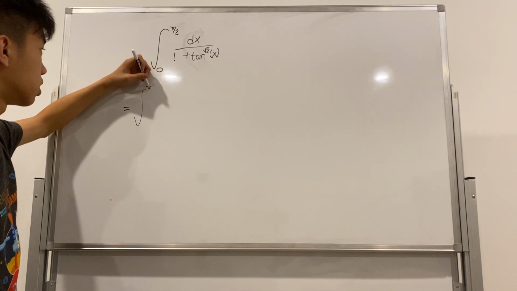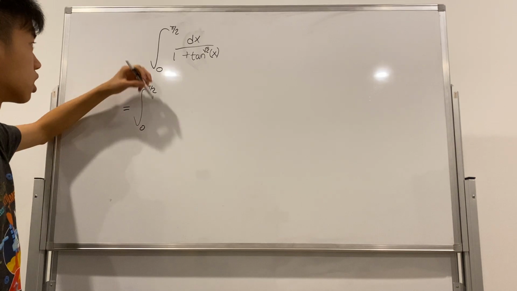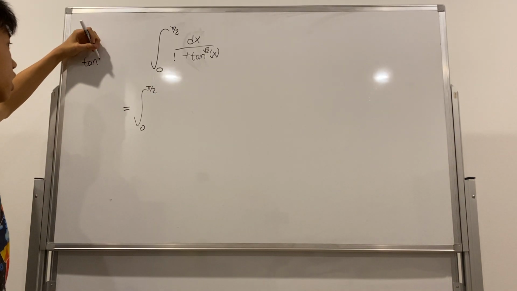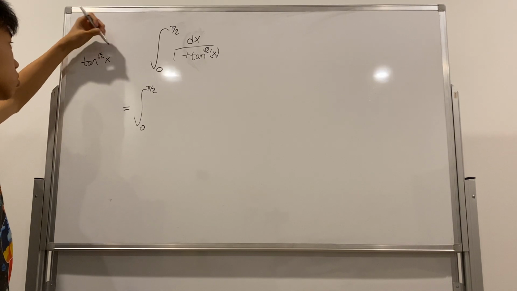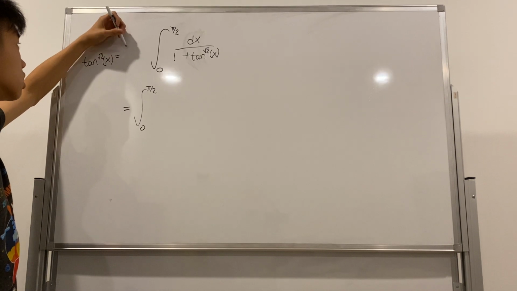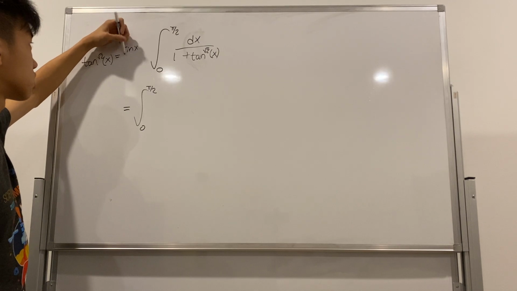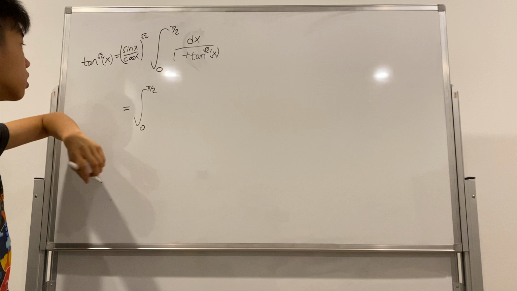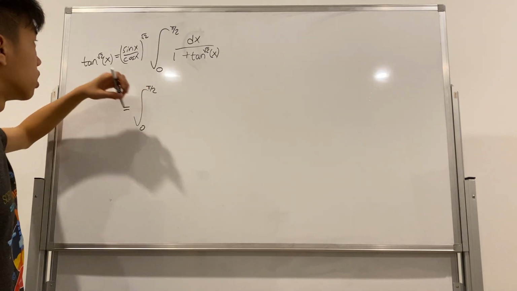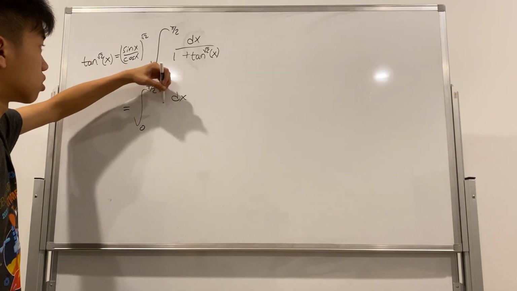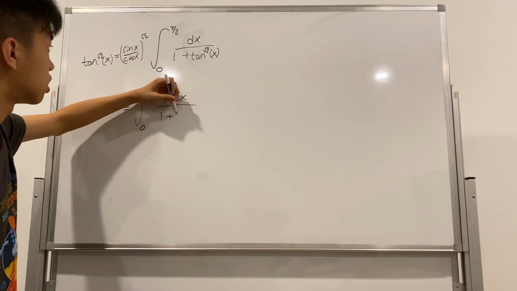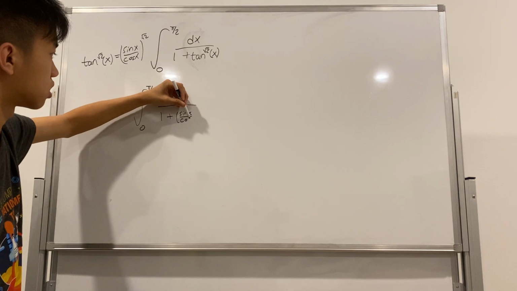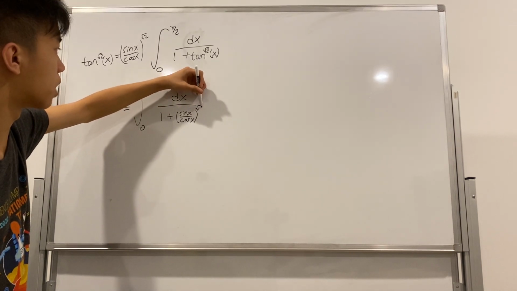So we get pi over 2, 0. We know that tangent of x to the square root of 2 power is equal to sine of x over cosine of x, both to the square root of 2 power. So we can say that this is dx over 1 plus sine x over cosine x to the square root of 2 power.